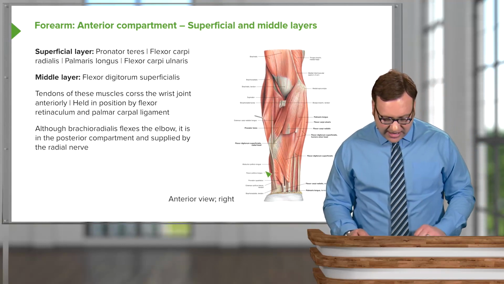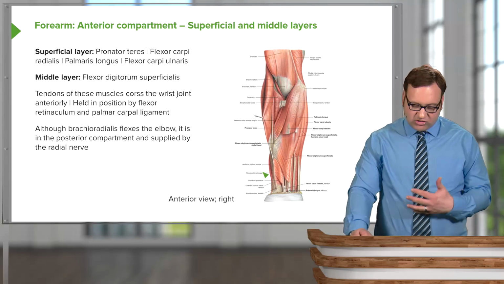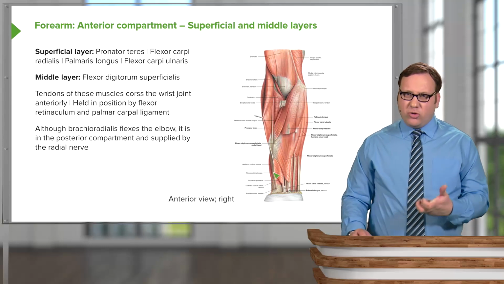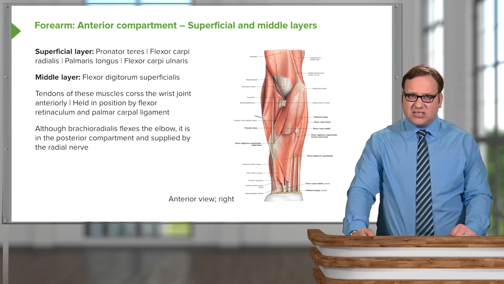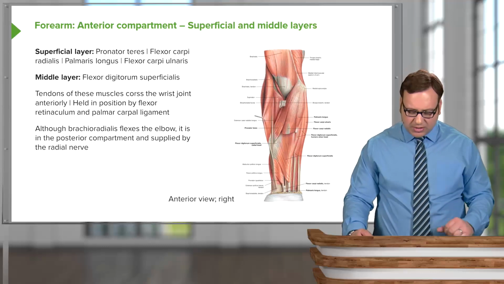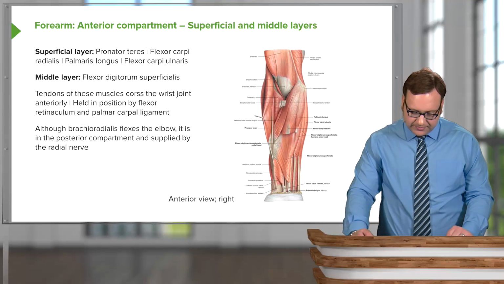The flexor retinaculum is a really important structure in that it prevents bowstringing of these tendons. So it's held in position by the flexor retinaculum and also the palmar carpal ligament. And we'll see these when we move into the hand.